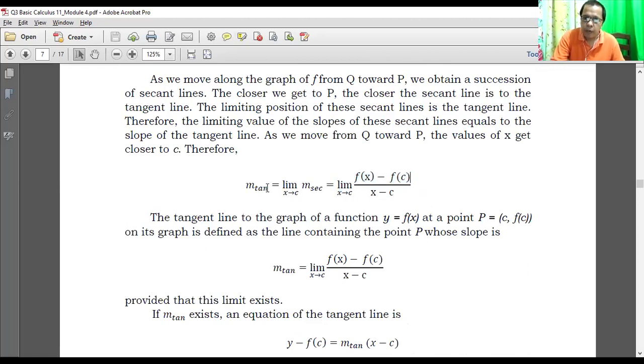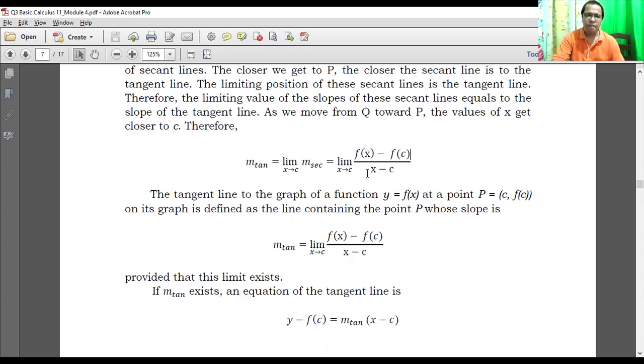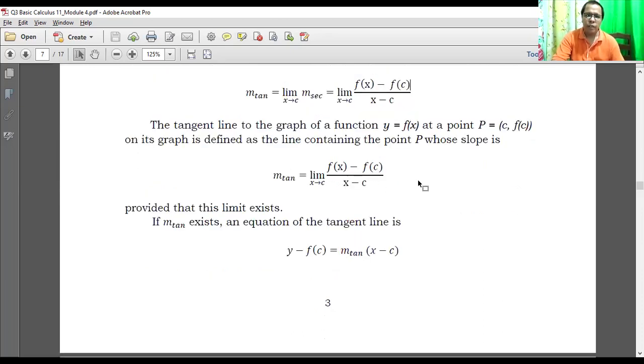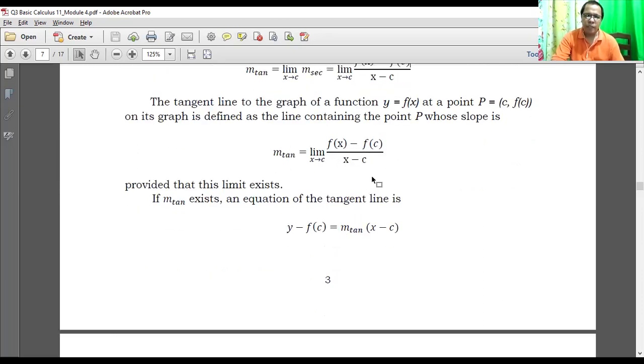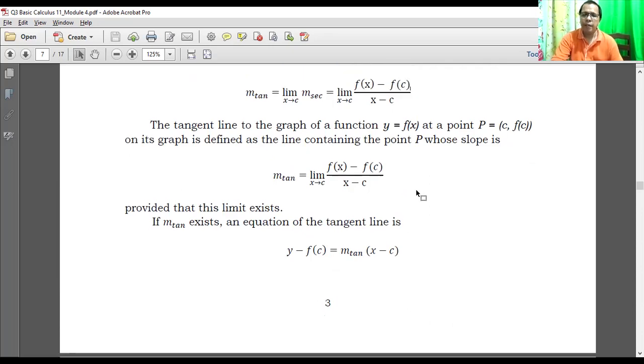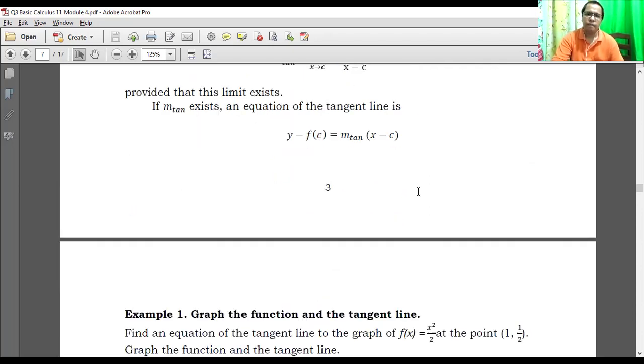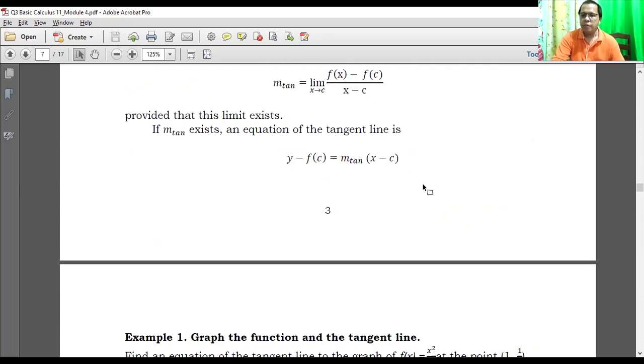Therefore the slope of the tangent line is just equal to the limit of function of x minus function of c over x minus c as x approaches to c. Okay. So mo ni siya, no? Slope of the tangent line. And the slope of the tangent line is also equal to function of x prime or the derivative of the function. Do you have any question?